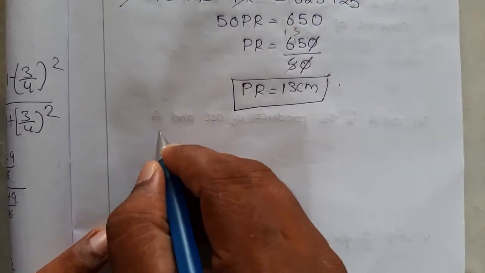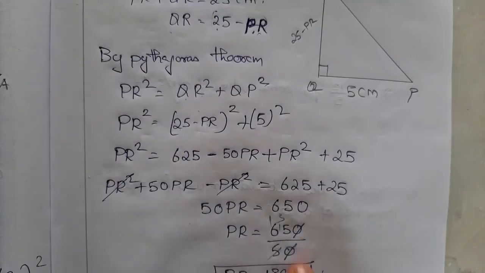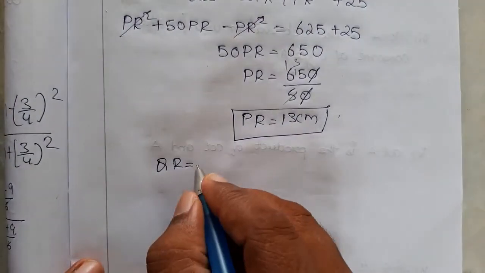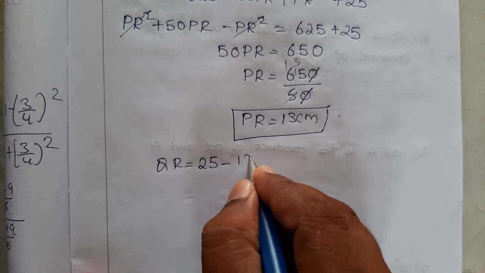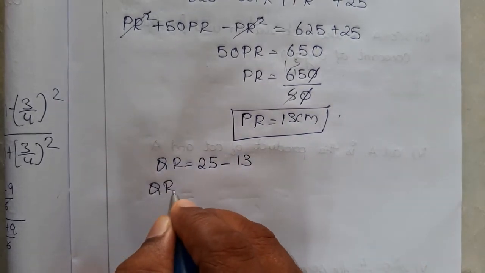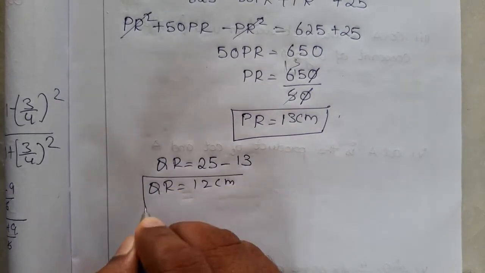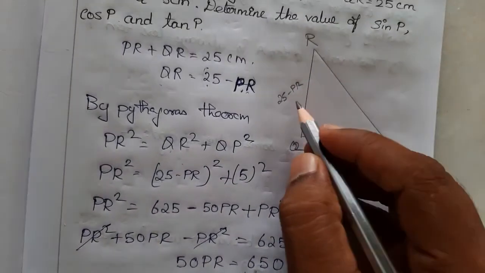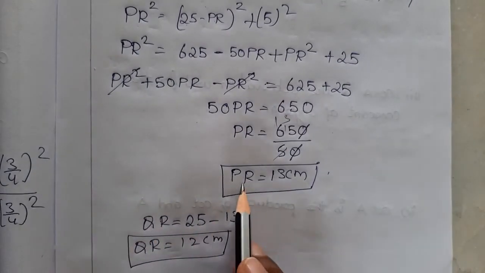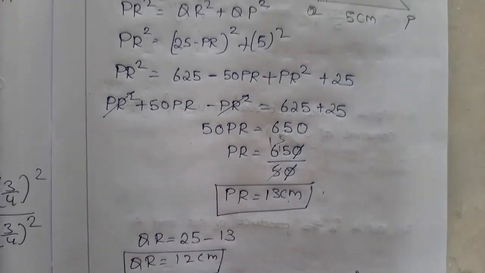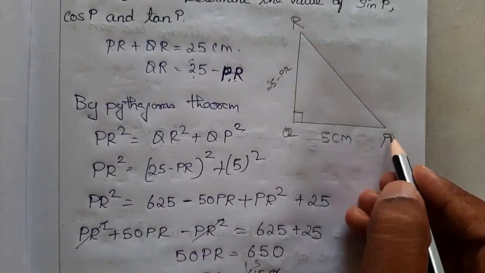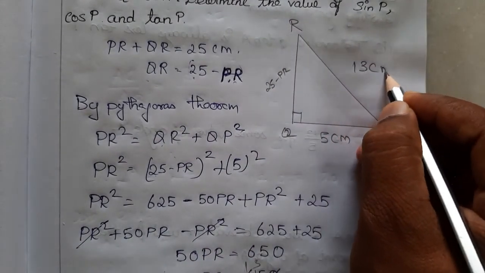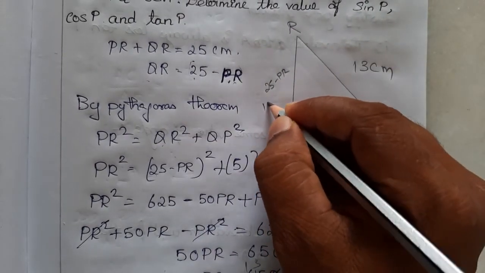Then we can substitute PR here and find QR. QR is equal to 25 minus PR. So 25 minus 13, which is QR equal to 12 centimeter. Now we know all the three sides, right? PR is 13 centimeter and QR is 12 centimeter.